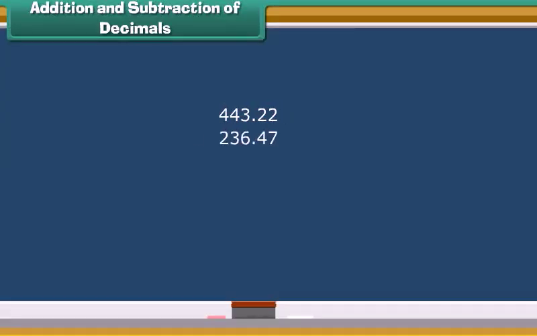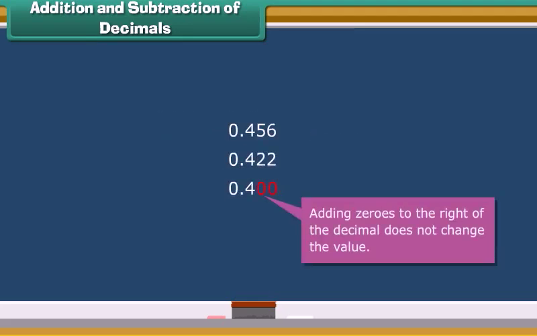Decimals are easier to add or subtract just like whole numbers. For this purpose, you have to line up the decimals first. See, it's easy. Also, decimal numbers are easier to compare. Just add zeros at the end of the shorter number to make the numbers the same length, and you can tell right away which number is bigger. Remember, adding zeros to the right of the decimal does not change the value.